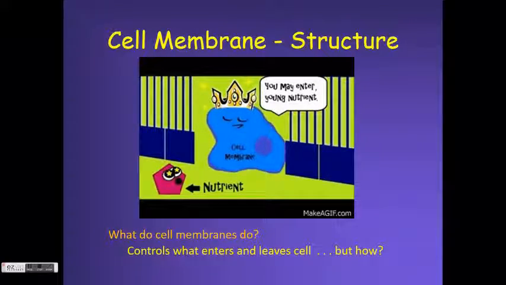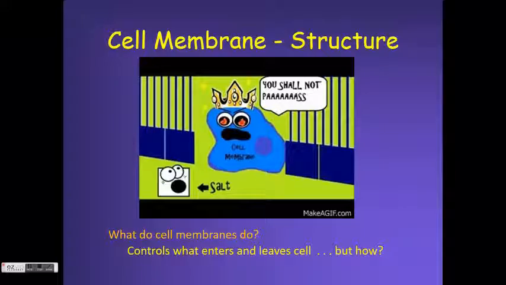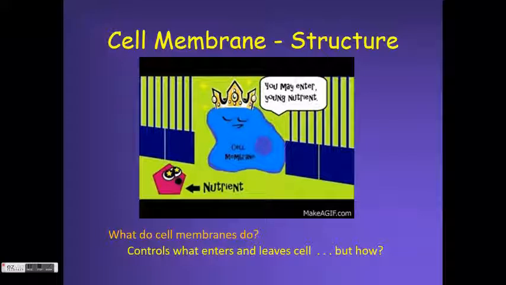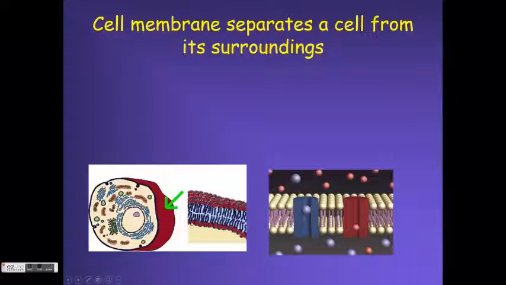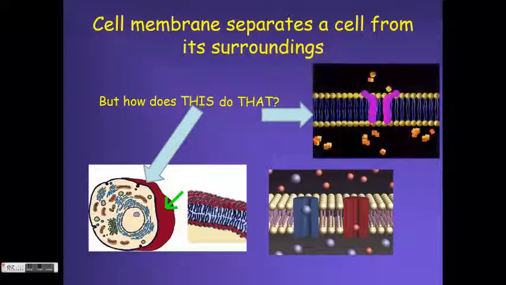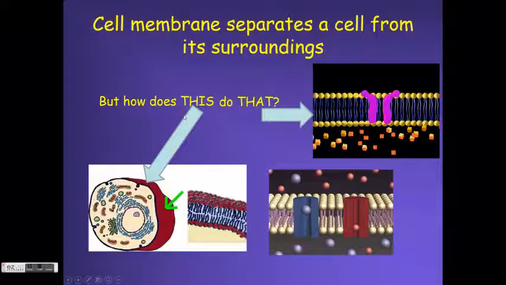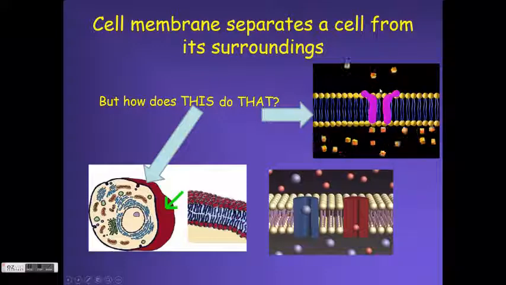How is the cell membrane able to know what is allowed in and what doesn't get to come in at all? Again, in this diagram, we have our cell membrane, but how does it do this? We've got the cell membrane here, and it looks like these orange cubes are able to pass through it. How does the cell membrane know that those are allowed to pass through and maybe some other things aren't?